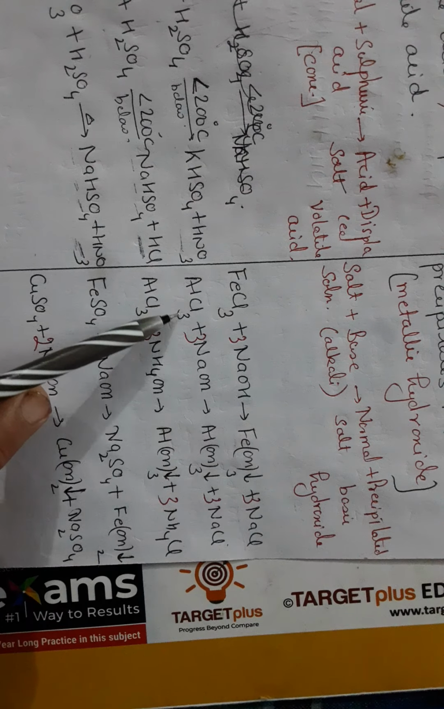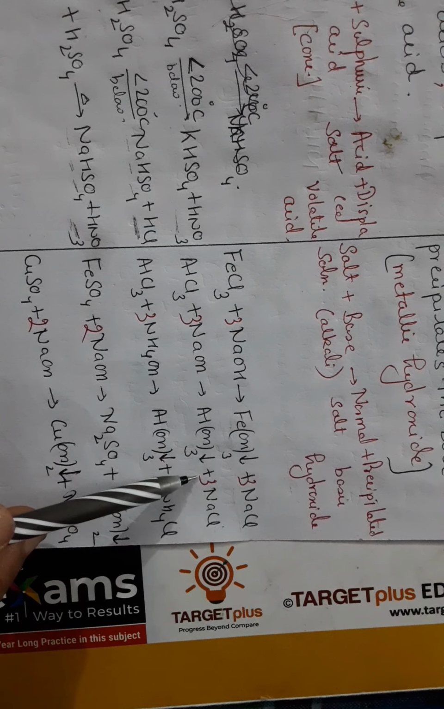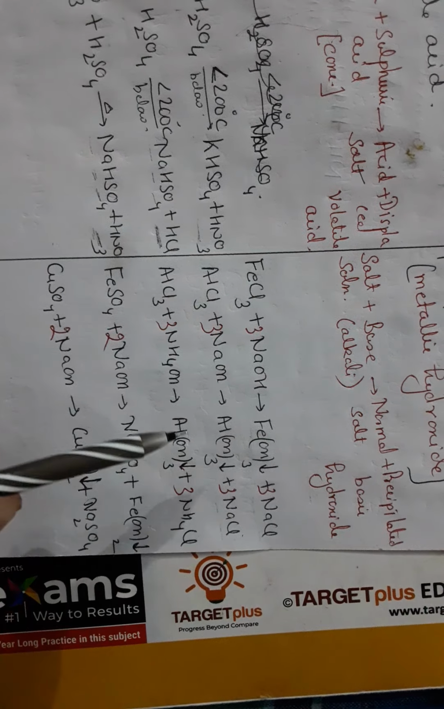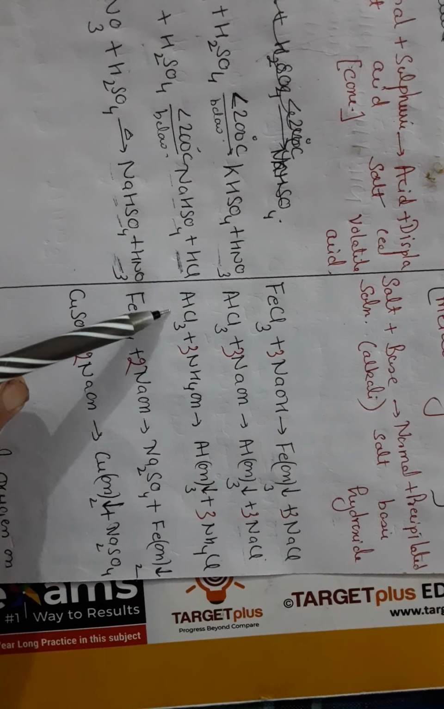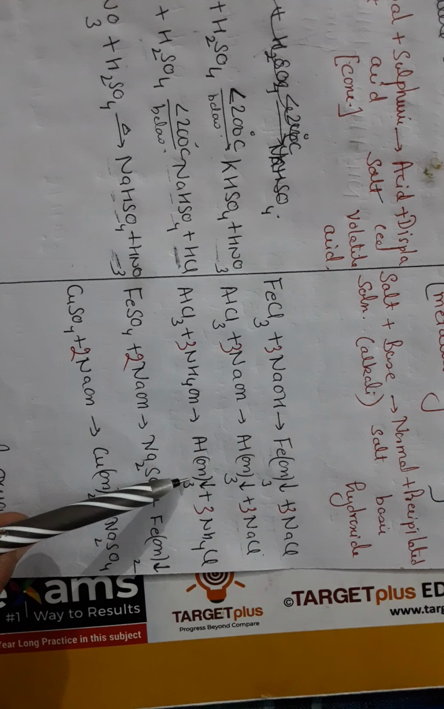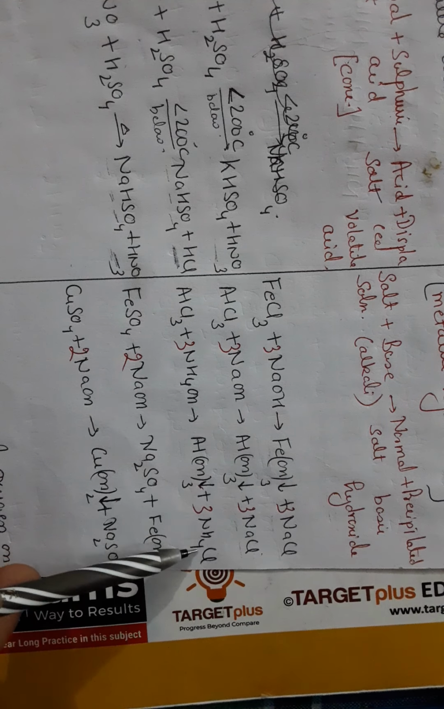Aluminium chloride, when reacted with sodium hydroxide, again a precipitate is formed, that of aluminium hydroxide, and a salt is formed, that is sodium chloride. Aluminium chloride, when reacted with ammonium hydroxide, gives a precipitate of aluminium hydroxide and a salt is formed, that is ammonium chloride.